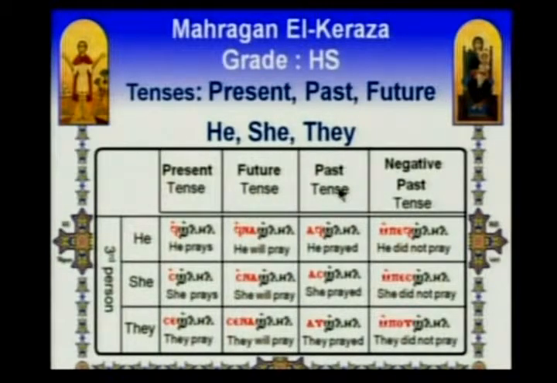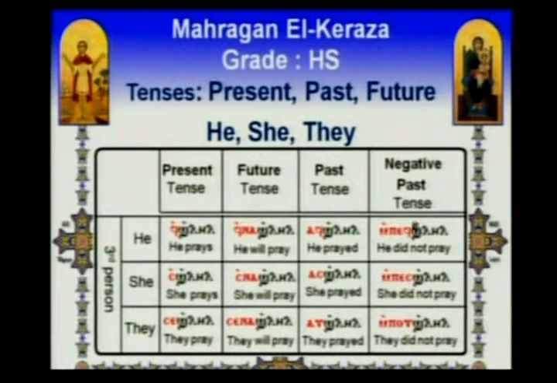Now for the past, as we mentioned also, you should notice it all starts with the alpha. For a boy, when we are saying he prayed, it is af eshlil. For a girl, it is as eshlil. Notice that it's the same letter here, the S sound for the girl, F sound for the boy. So af eshlil, as eshlil. For the plural, it is av eshlil.